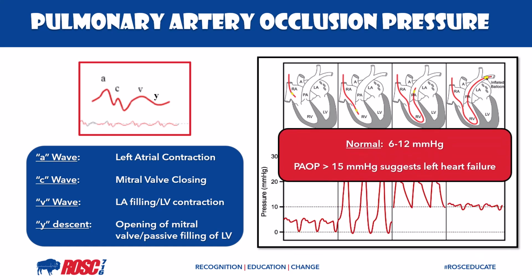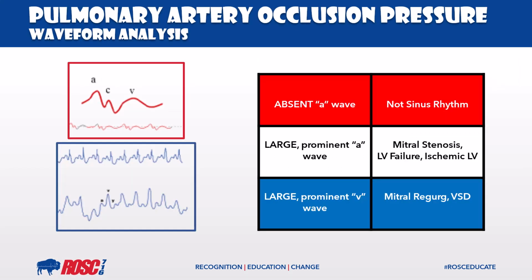Normal pulmonary occlusion pressures range from 6 to 12, some will say 4 to 12. A PA occlusion pressure greater than 15 suggests left heart failure. Now let's take a look at some pathologic examples of a PA occlusion pressure. We can once again see an absent A wave. This would indicate not sinus rhythm, most likely atrial fibrillation.